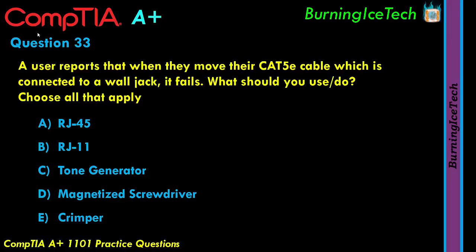They say as soon as they move it, it fails. So the chances are the connector has just not been crimped properly. It's just not been pressed down properly. So the crimper, which is the other answer, I believe, is what we use to press down the copper pins into the little connector.